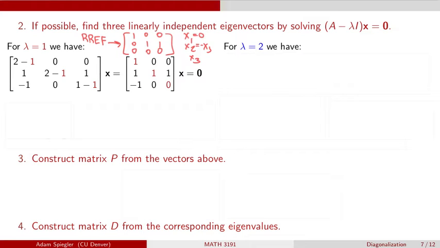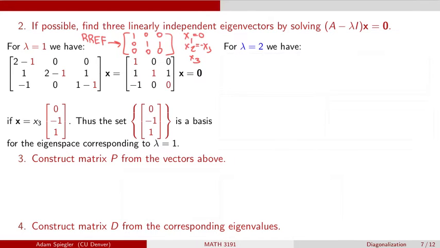matrix, the matrix of coefficients, we can see that the solution to the homogeneous equation would be x1 has to equal 0, x2 is equal to minus x3, and x3 is free. There's no pivot in column 3, so x3 is free. So we can express that solution set as the set of all vectors of the form x3 times 0, minus 1, 1. So in other words, this vector 0, minus 1, 1 forms a basis for the eigenspace corresponding to the eigenvalue lambda equals 1.